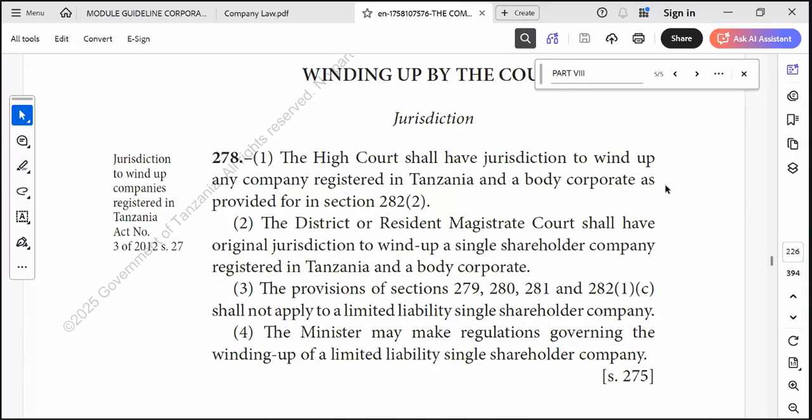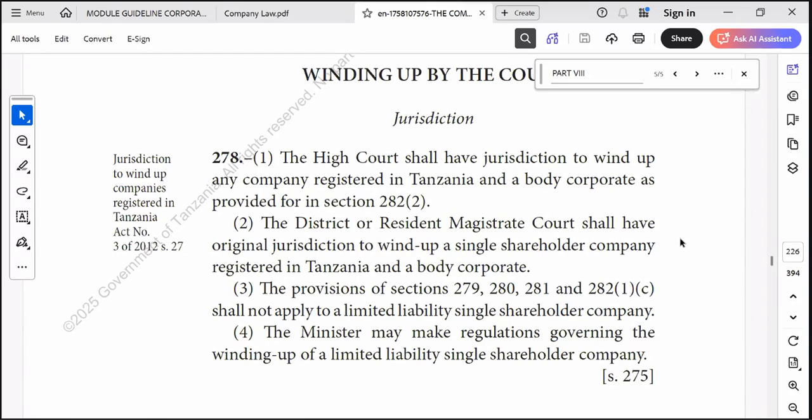Now, the law says the high court is the one which has authority on winding up of companies. You cannot take it to the district or the magistrate's court. You see? And it says the district and the magistrate court shall have original jurisdiction to wind up a single shareholder company.